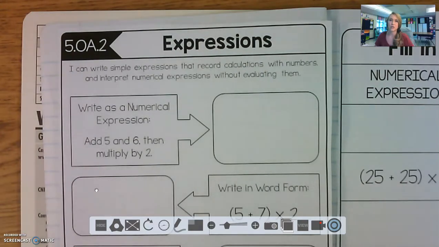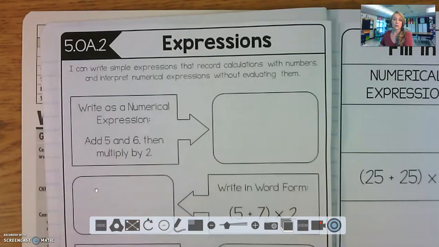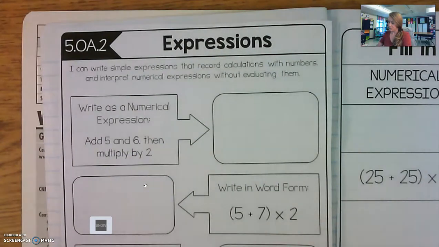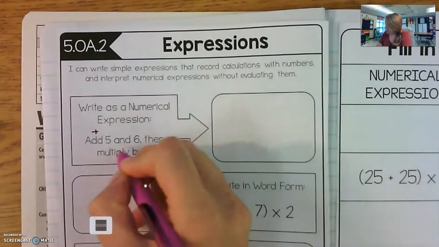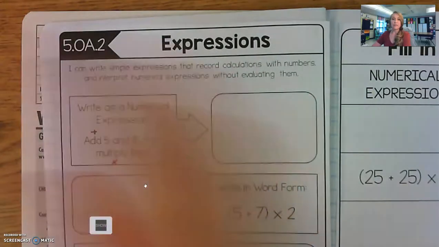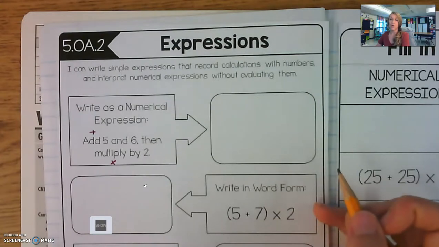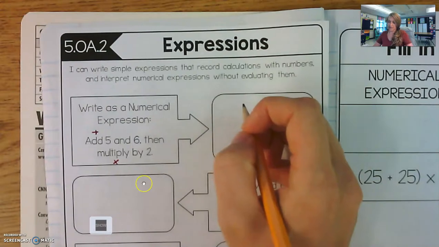So, let's get started. This is just the practice portion of our notes. So we can see that it says write as a numerical expression. So it's given to us in words, and we're going to write it in numbers. It says add 5 and 6, then multiply by 2. So I'm going to take my pen, which you should still have, and I'm just going to write the operation symbols that I see. I see add and multiply. So that tells me that over here in my equation, I'm going to need an addition symbol and a multiplication symbol. Well, what are we adding? We're adding 5 and 6. All right, well, let's head over here and let's write that.